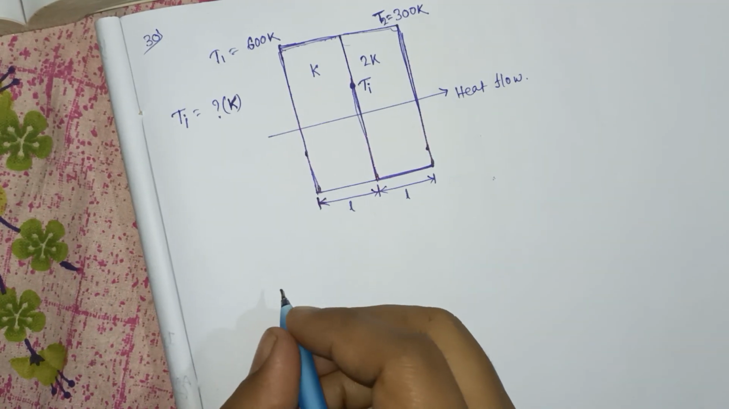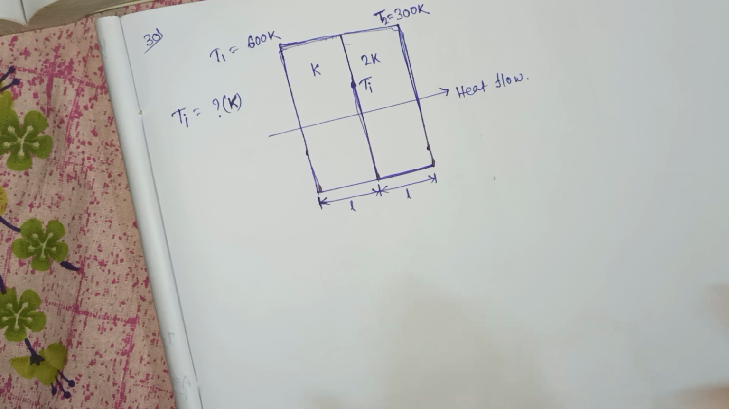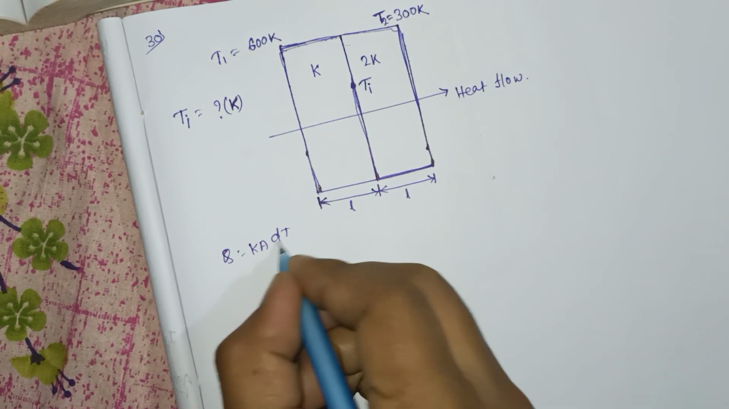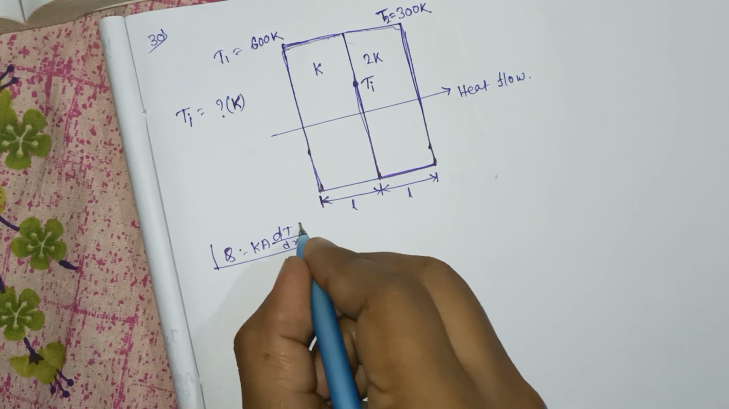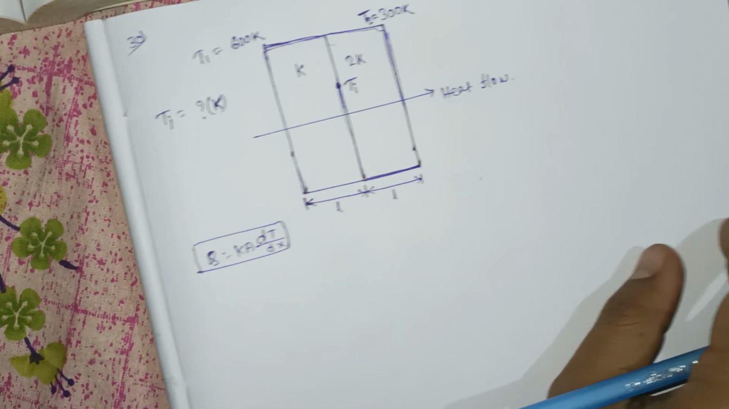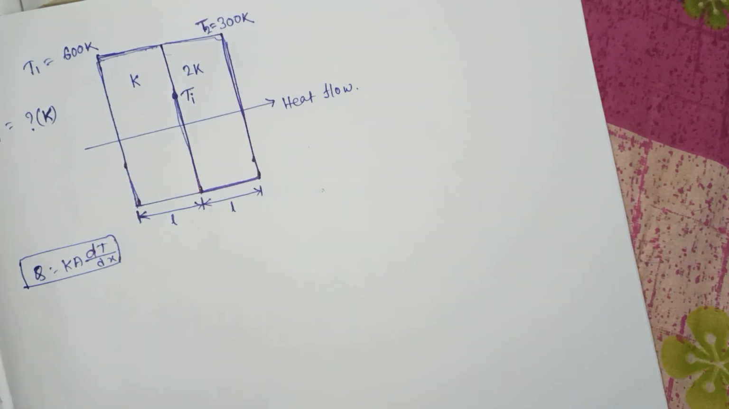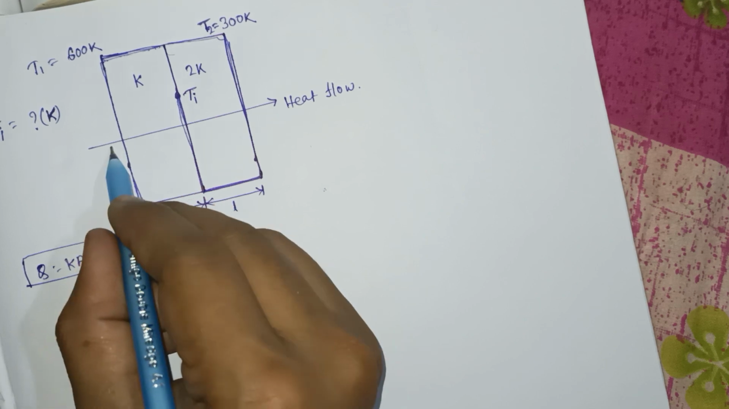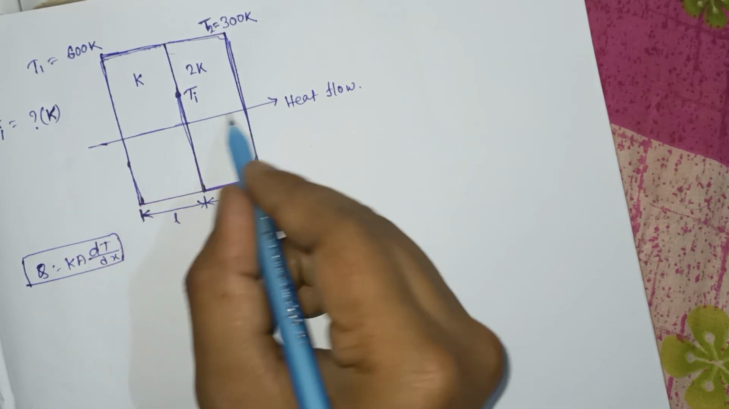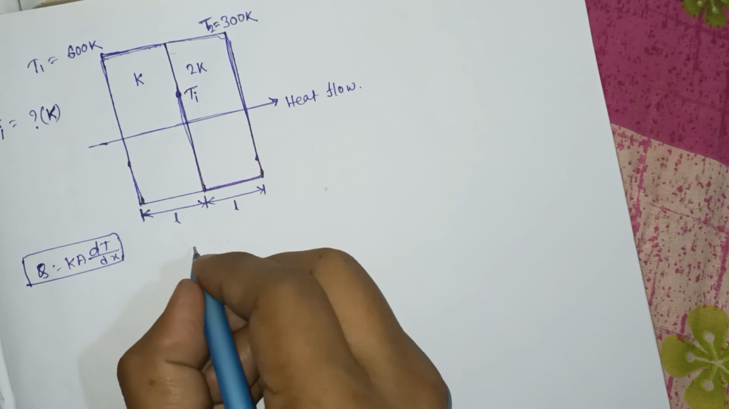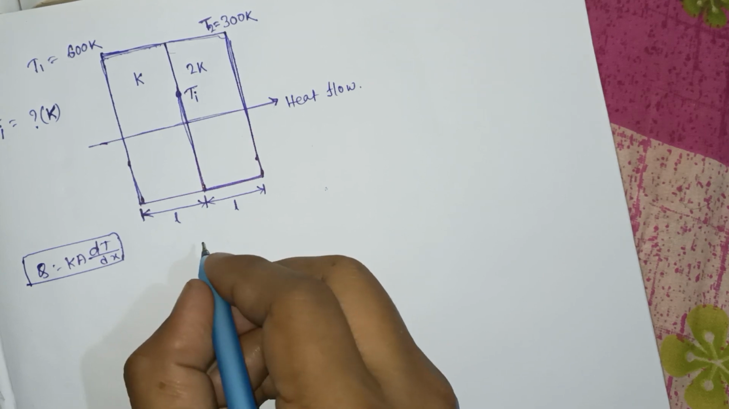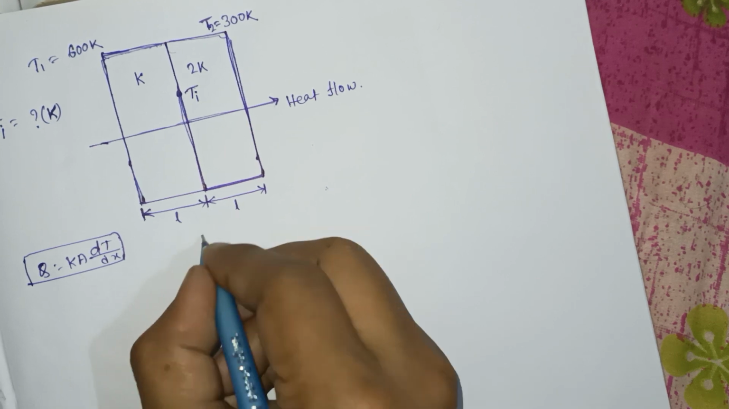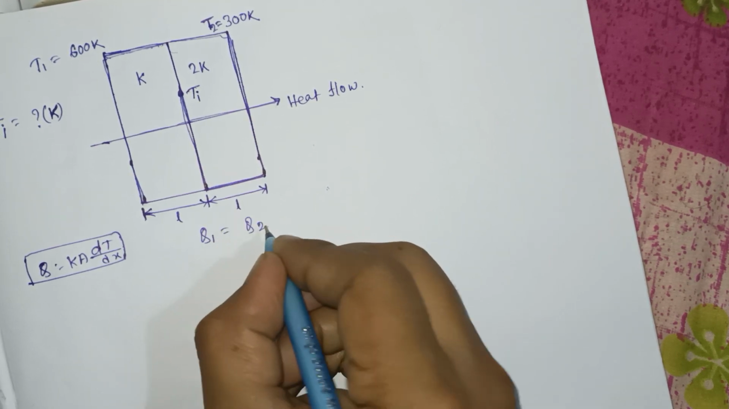if I apply Fourier's law, what is Fourier's law? That is Q equal to KA dT by dx. This is the Fourier law. Okay, this is a very, very important law. So this is the intermediate temperature. If you apply the Fourier law, suppose the heat conduction here is Q1 and here it is Q2. If Q1 equals Q2, then we equate them.